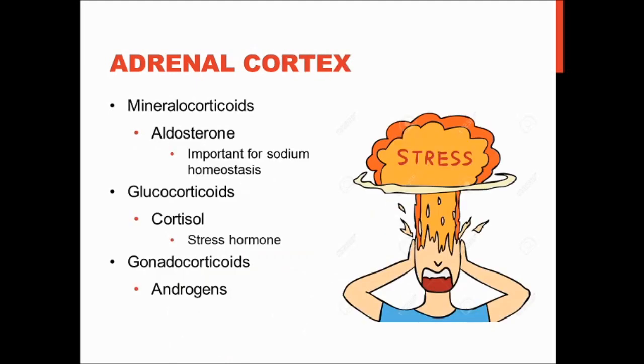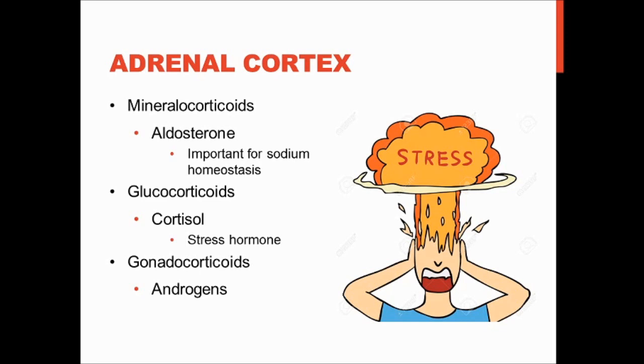The adrenal cortex secretes 3 different categories of hormones: mineralocorticoids, glucocorticoids, and gonadocorticoids. For the mineralocorticoids, our example is aldosterone. It's important for sodium homeostasis, so it increases and decreases sodium levels in the blood depending on what the body needs as far as electrolytes are concerned. This can play a major role in either increasing or decreasing our blood pressure or heart rate, so it's a really important hormone in the body.